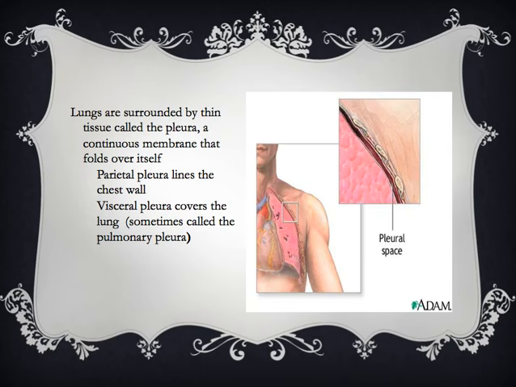Whenever we get air or fluid within the pleural space, the membranes become inflamed, breathing becomes difficult, the lung volumes are compromised, and therefore the patient's respiratory function is compromised. So the goal is to remove the air or fluid from the pleural space, and we do that with a chest tube.